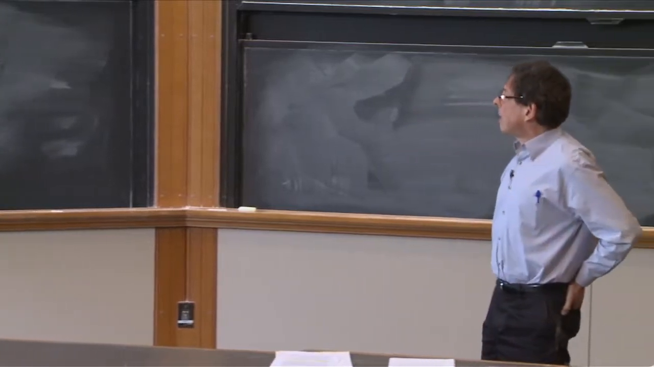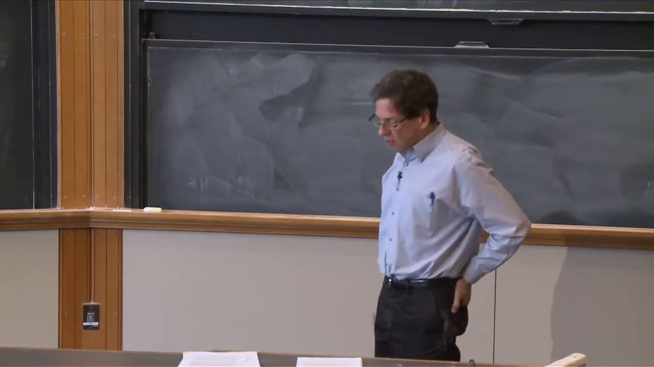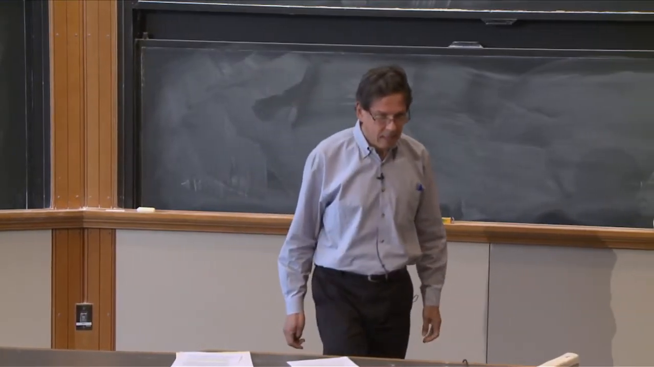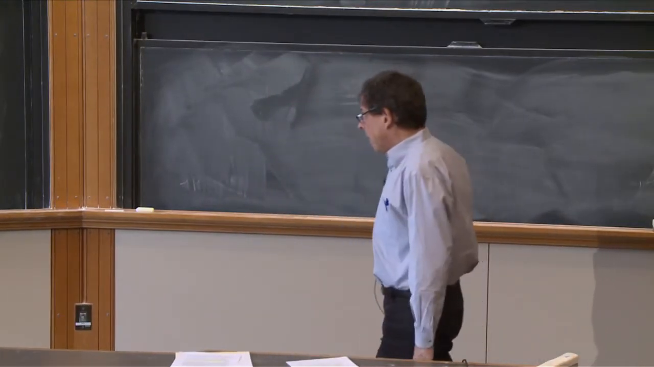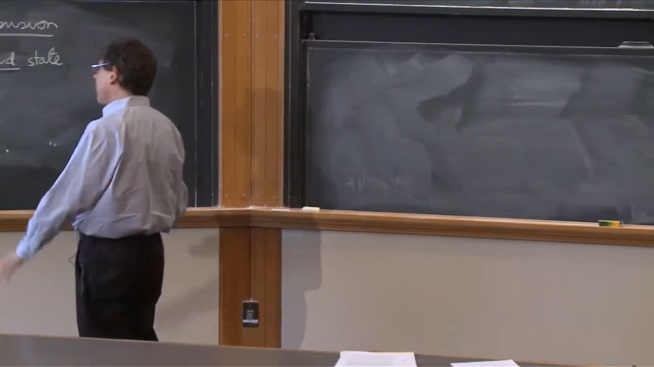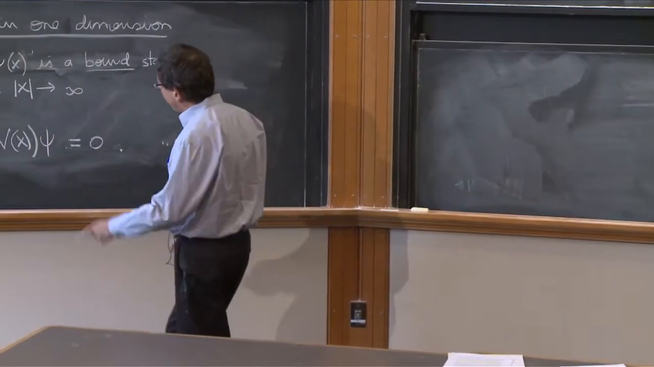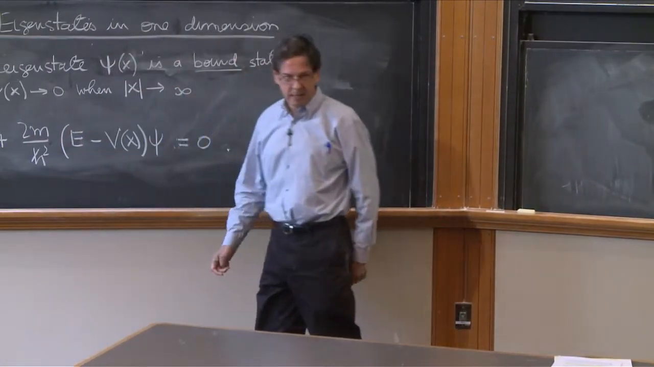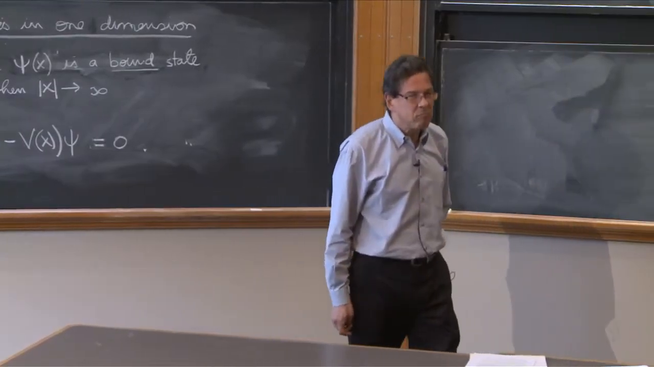Now, in order to clean up some of the constants in this equation, yes? Why is it not V of x minus E? Well, you have to look back at the Schrodinger equation and bring the things to the other side and take care of the signs. It is correct as stated. Check it.